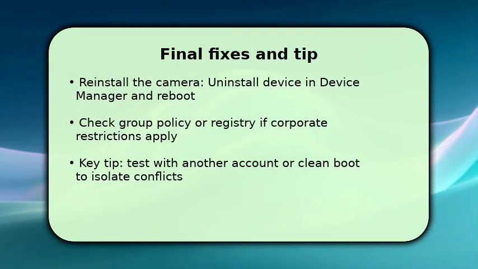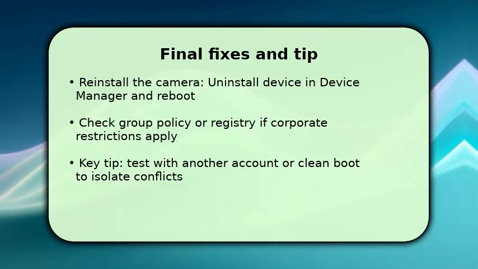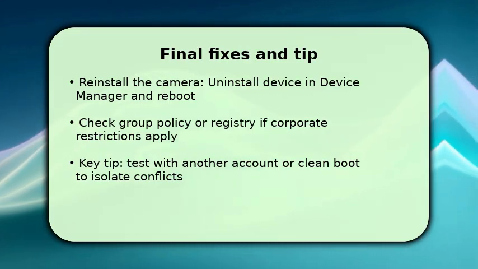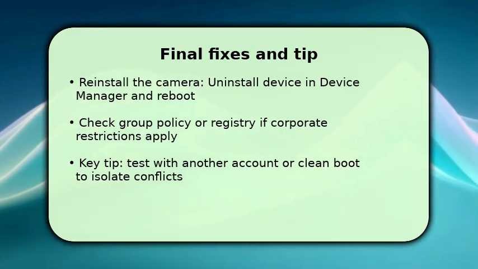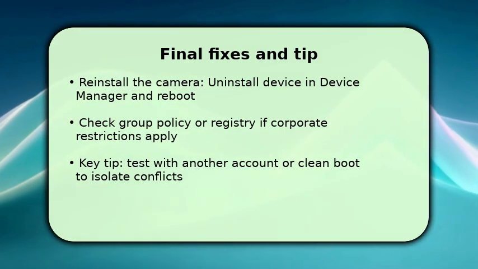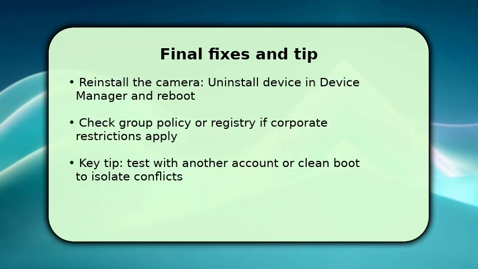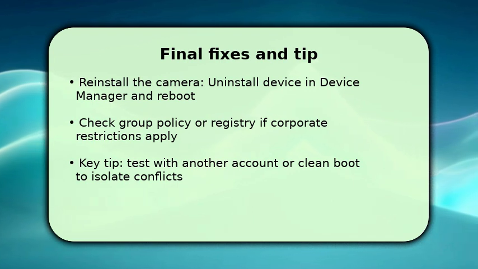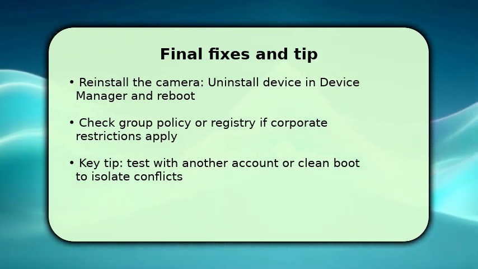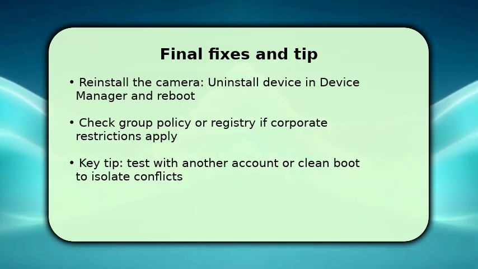Finish by uninstalling the camera device in Device Manager and rebooting so Windows reinstalls the driver fresh. If you have a manufacturer driver, reinstall that next. If you're on a work PC, verify group policy or registry restrictions aren't disabling the camera, and confirm antivirus privacy settings allow camera access. If it still fails, create a new local user account or perform a clean boot to isolate third-party conflicts. If nothing works, contact the hardware maker, but test with an external USB camera to rule out built-in hardware failure first.